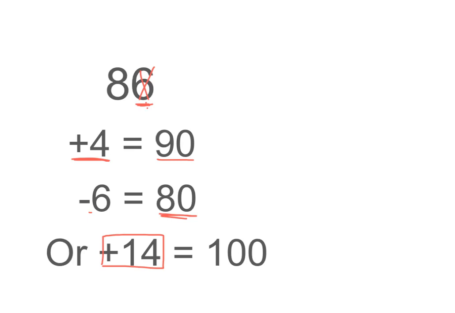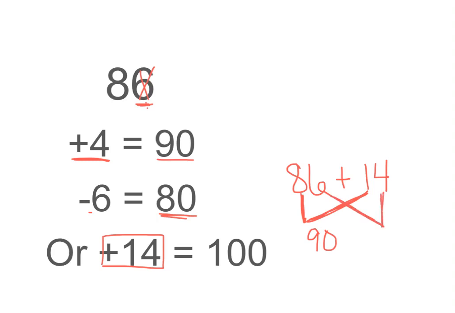Now the way we check partners to 100 is we do 86 plus 14. We do what we call a 90-10 check. Add your 80, add your 10 and get 90. Add your 6 and your 4 and get 10. If it checks out that you have a 90 plus 10, then you have partners to 100. So all of those ways would make an easier problem.